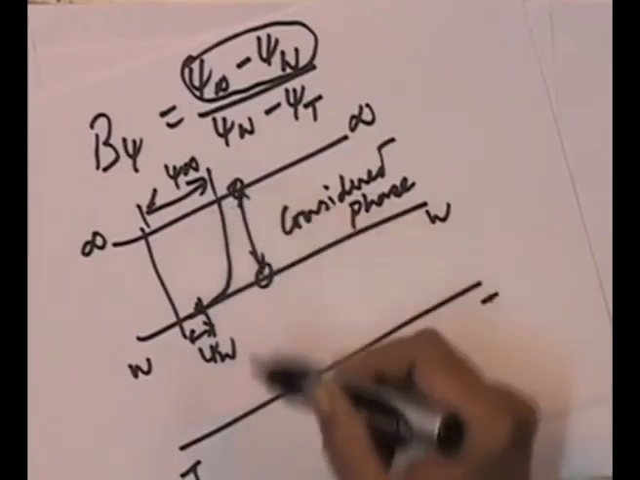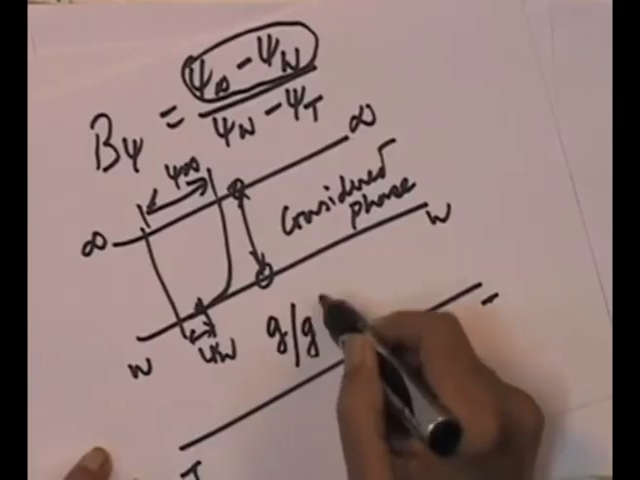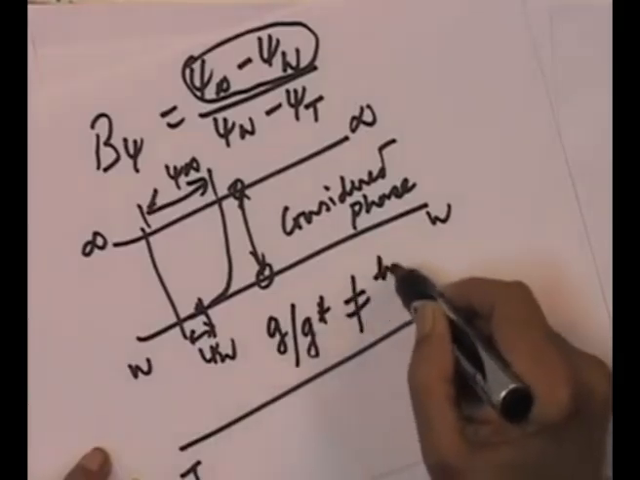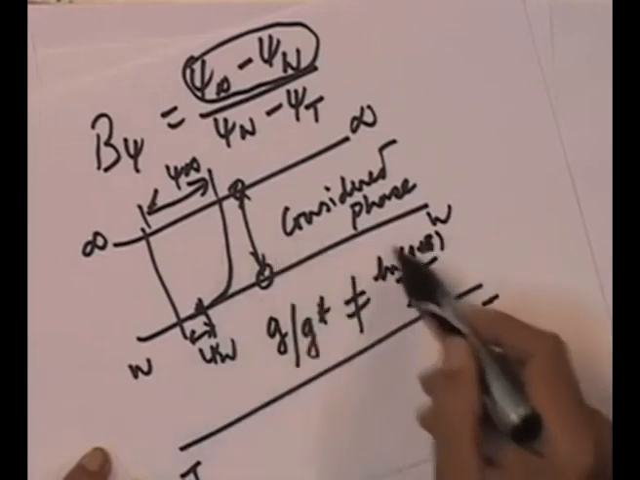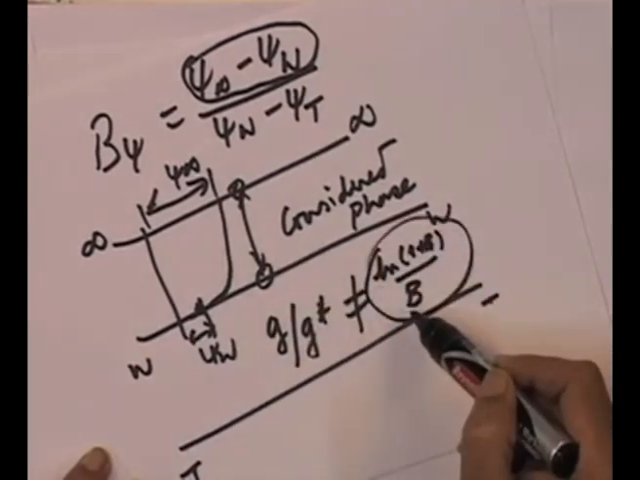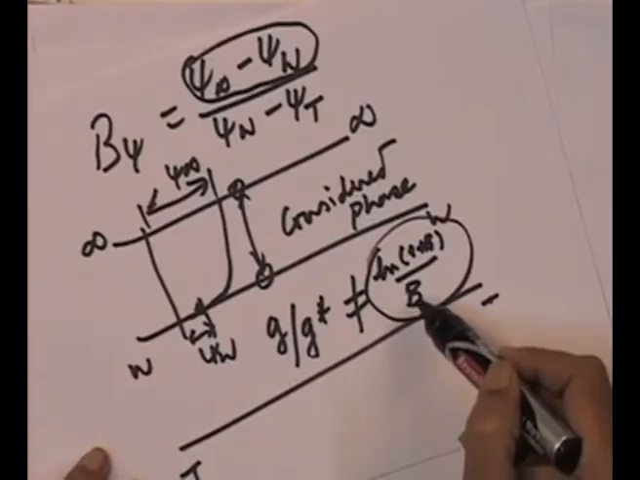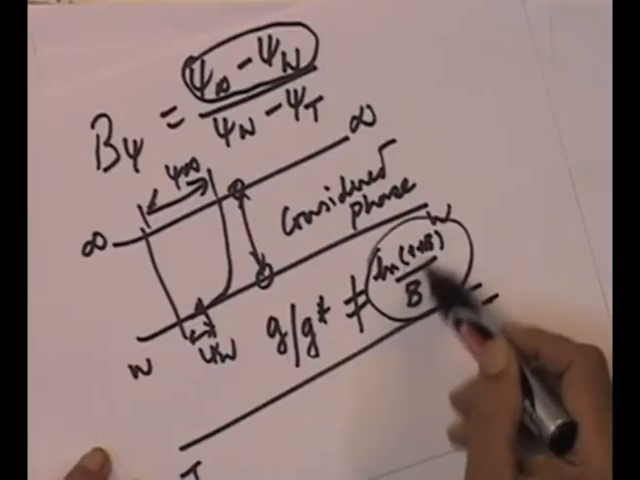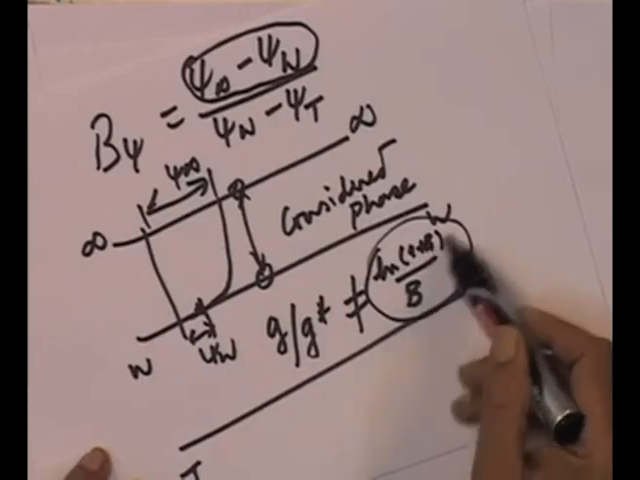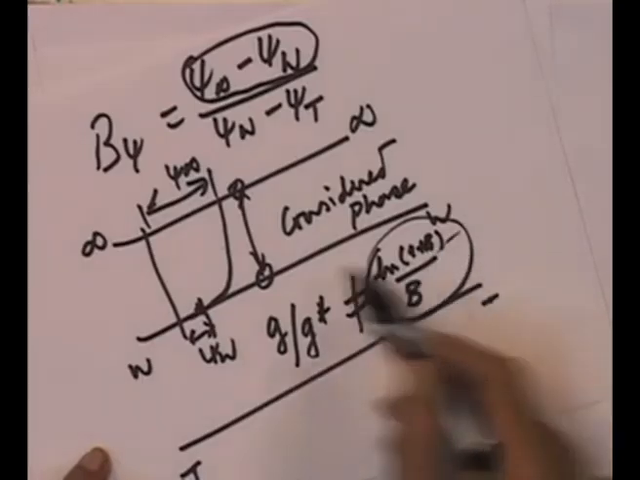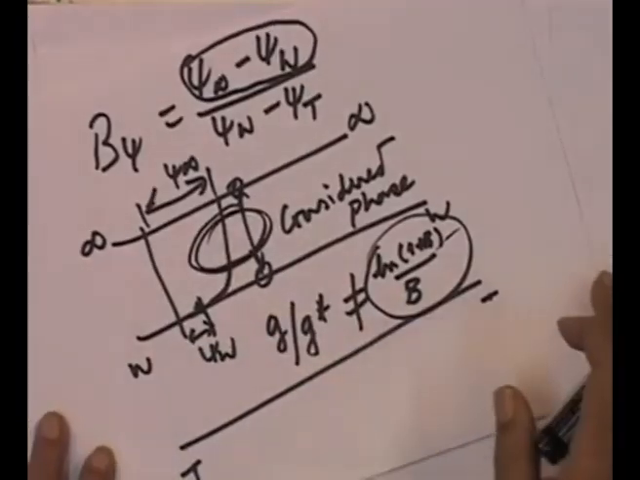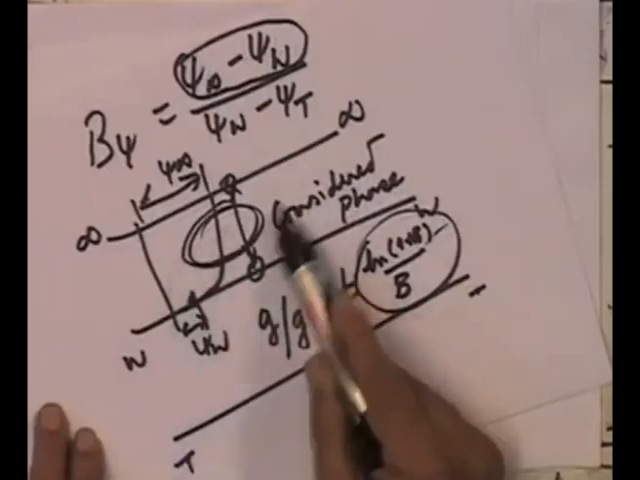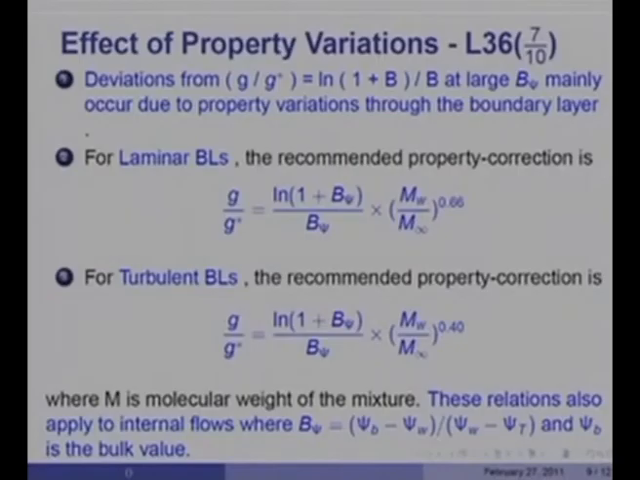So, the reason why G over G star is not equal to ln 1 plus B divided by B is simply because this relation was developed for constant property solutions, as we saw earlier, and therefore, it only applies to very small mass transfer rates. But the moment B becomes very large, you must account for property variations. Now, in order to avoid the solution of the complete set of boundary layer equations, here is an advice.